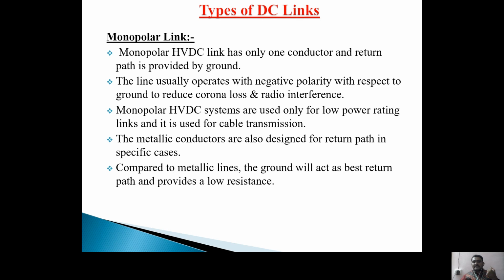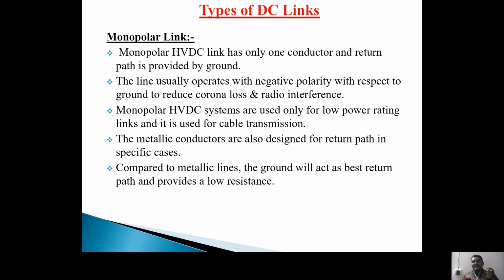Monopolar HVDC systems are used only for low power rating links, and are used for cable transmission. The metallic conductors are also designed for the return path in specific cases. In most cases we use ground as the return path, but in specific cases we use metallic line conductors as the return path.